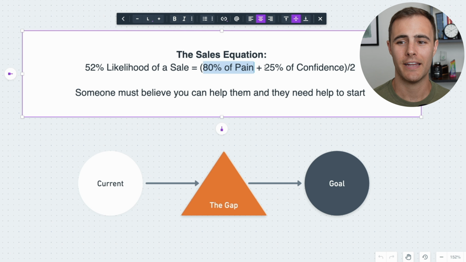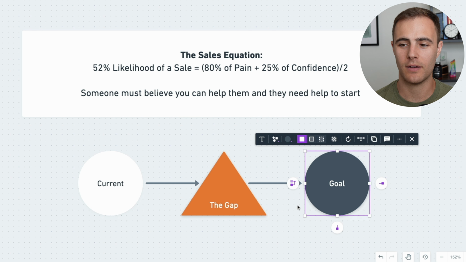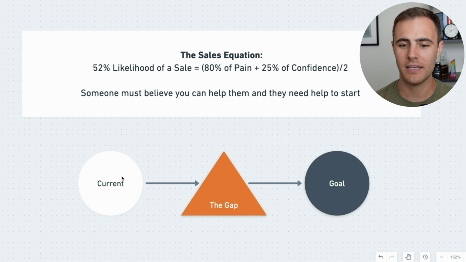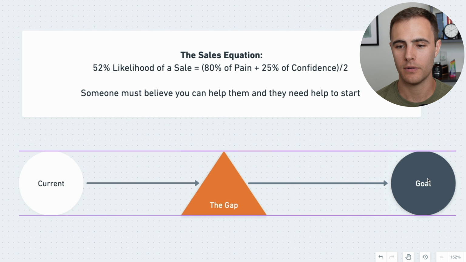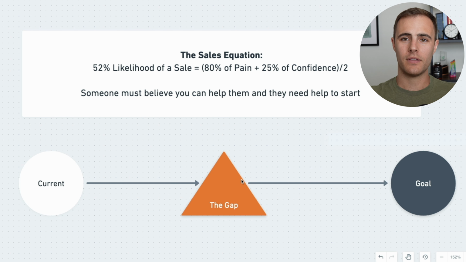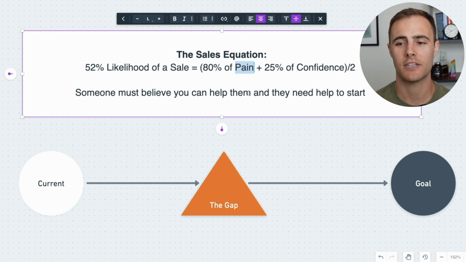So as you can see underneath here, what is the current state they're at? What is the achieved state they want to have? By asking really good questions, you can further the gap, okay? And by furthering the gap, that actually will increase the amount of pain that someone's experiencing, because nobody likes there being a big gap between where they're at and where they want to be.